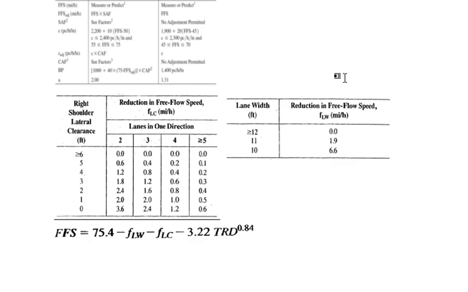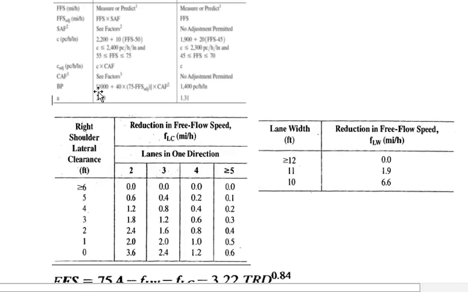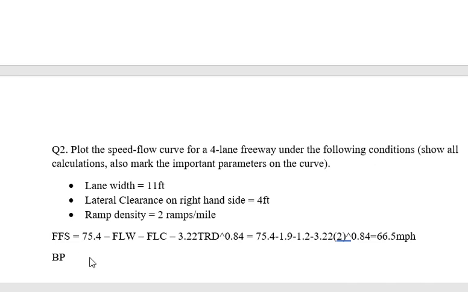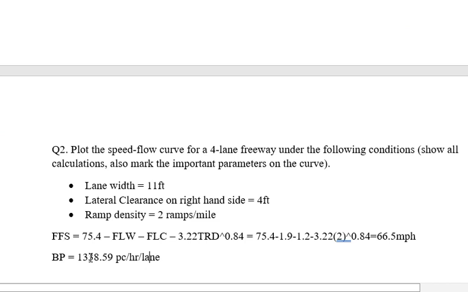Okay, so the breakpoint, we have the equation over here. This is the equation for breakpoint. We are not applying any adjustments, so it's basically 1000 plus 40 into 75 minus the free flow speed. Well, free flow speed is 66.5, which we just calculated. Okay, so after using that equation, it comes out to be 1338.59 passenger cars per hour per lane. Let me just check.